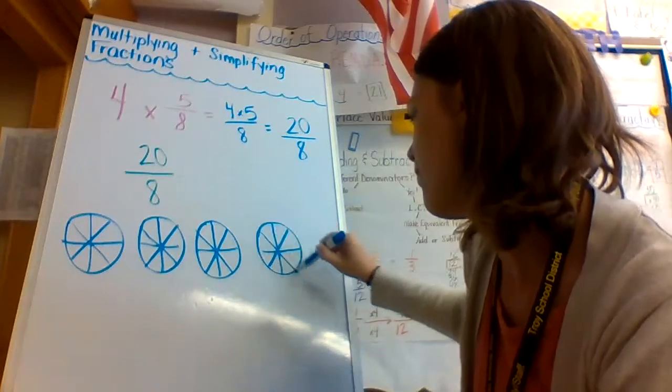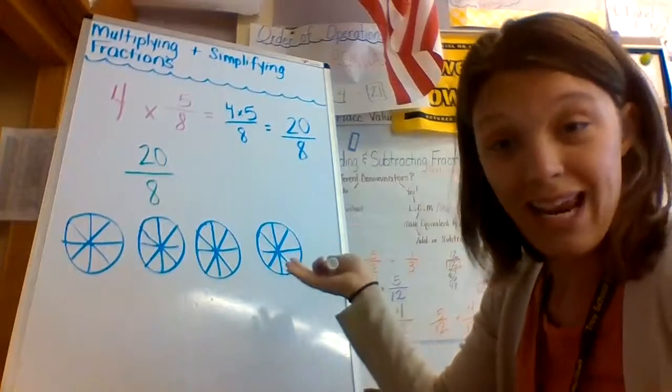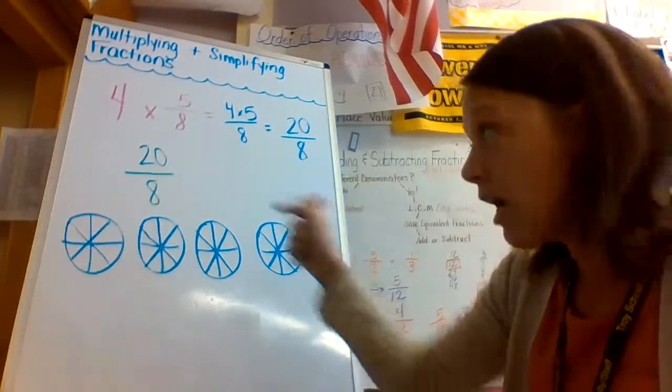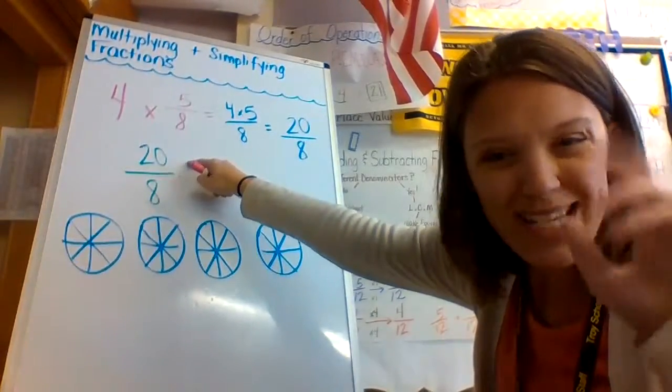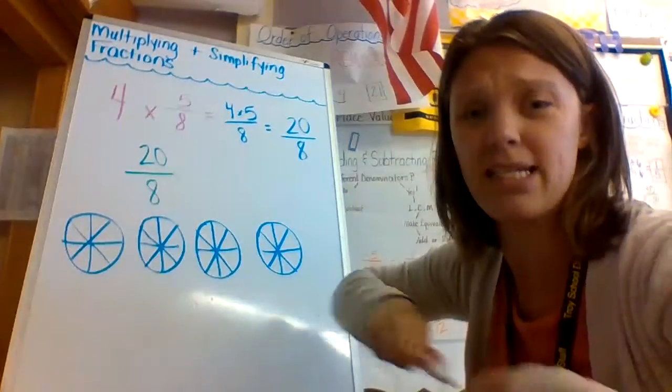I'm just going to draw a few to get me started. All right, so I have some beautiful 8-cut pizzas. Delicious. I'm going to shade in 20 slices because I was so hungry. I ate 20 slices of pizza.